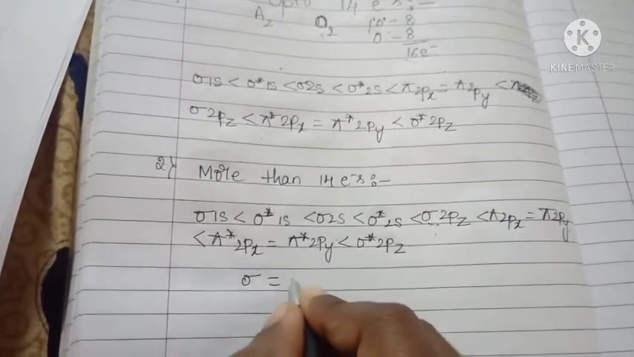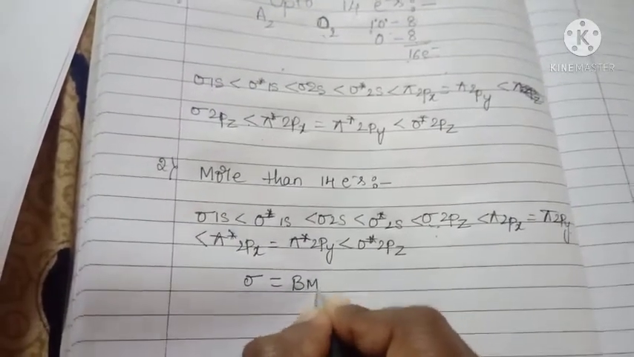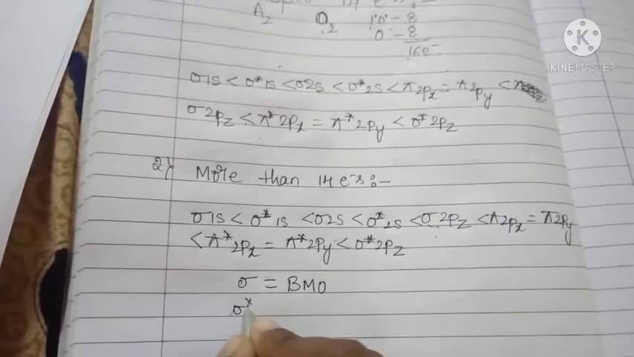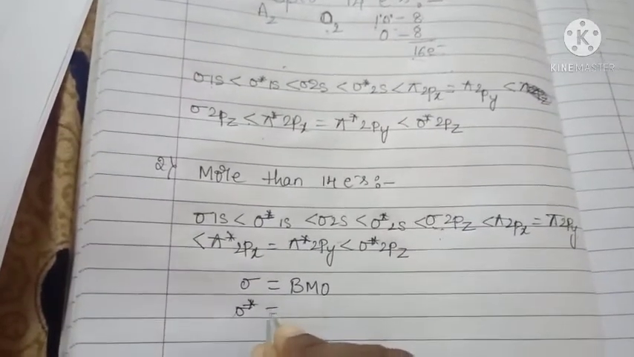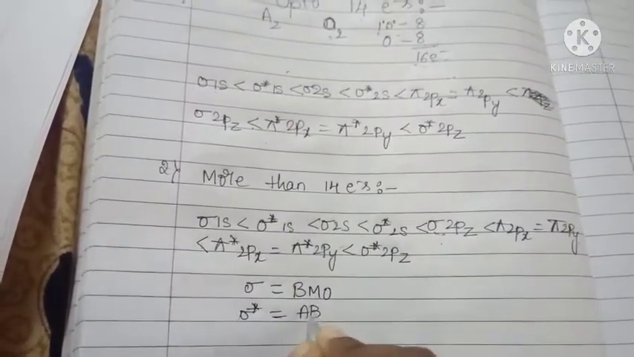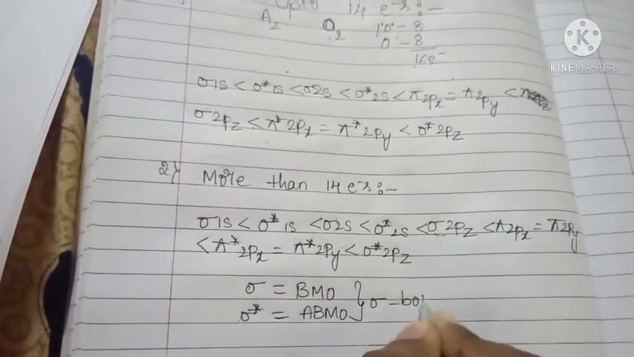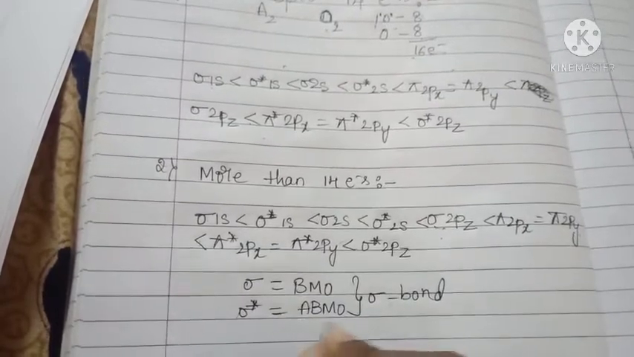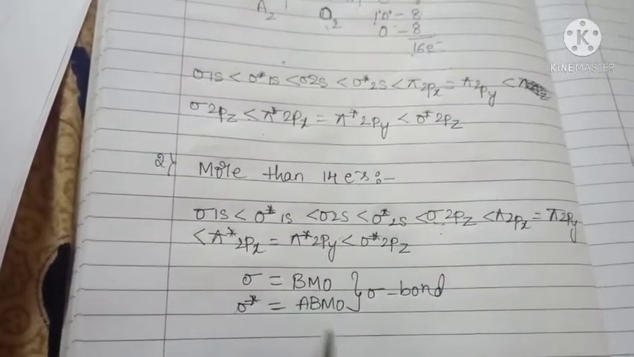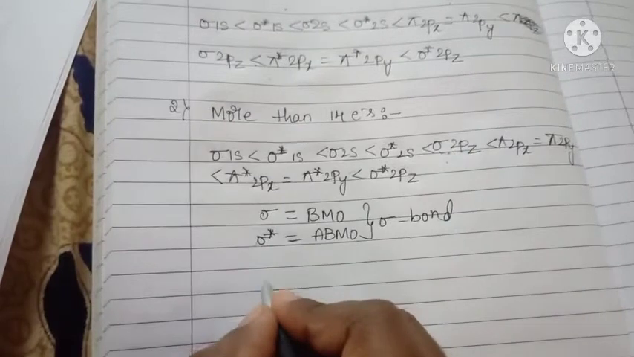Sigma is the bonding molecular orbital. Sigma star is the anti-bonding molecular orbital for the formation of a sigma bond. So sigma and sigma star are the bonding and anti-bonding molecular orbitals for sigma bond formation.